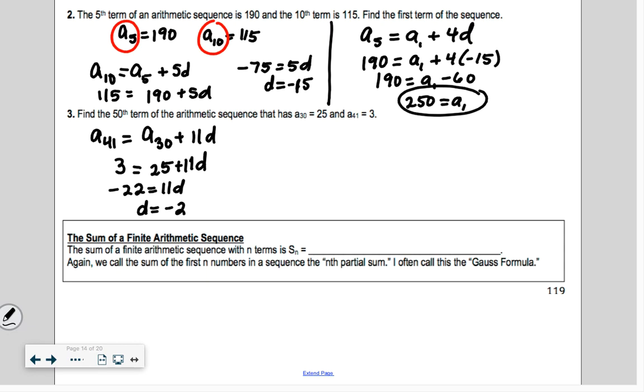Perfect. So now we go back and we want to find the 50th term. We can use any subscript we want. So let's say we use the 30th one that we were given.